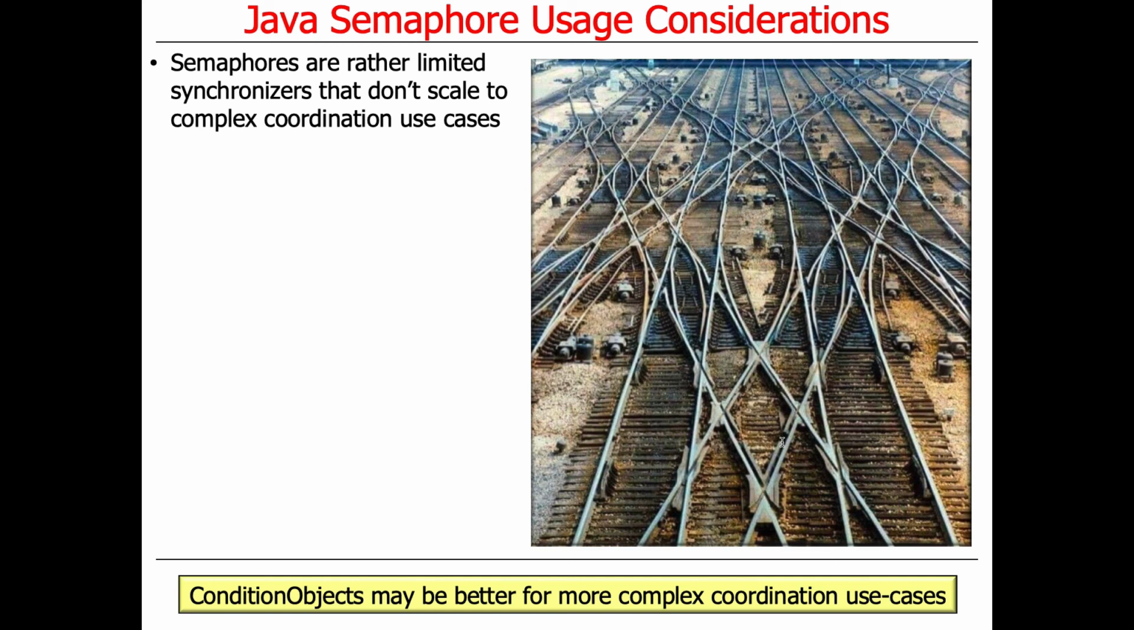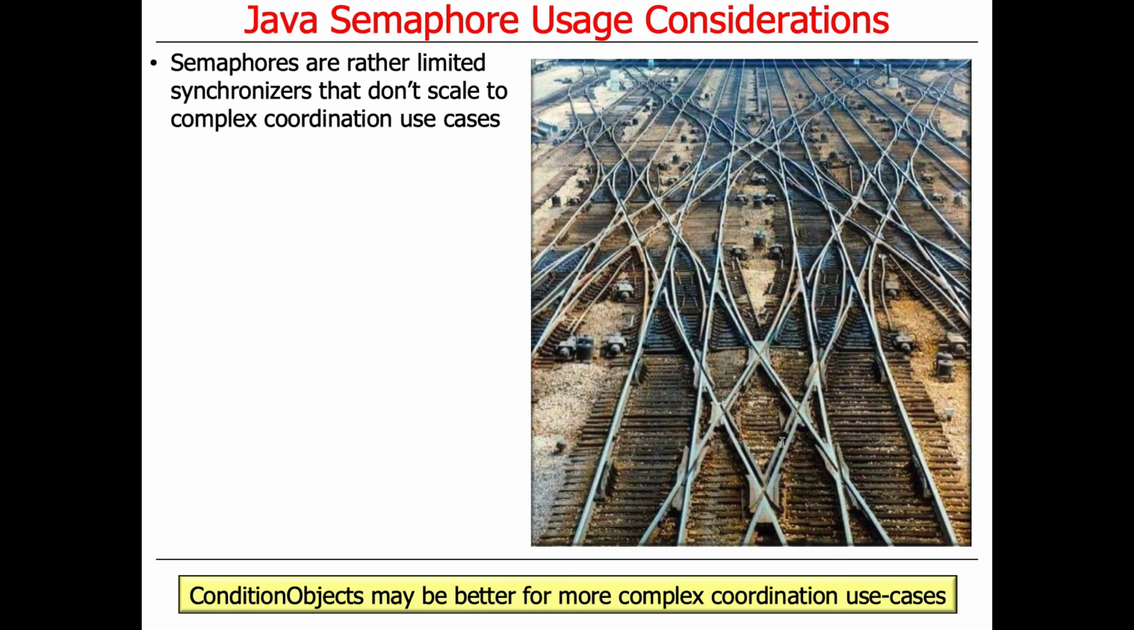Semaphores are rather limited synchronizers that don't really scale up to complex coordination use cases. So when you need more complex coordination than just, what's the count? Is it greater than 0 or not? Do something. You probably want to use other mechanisms.